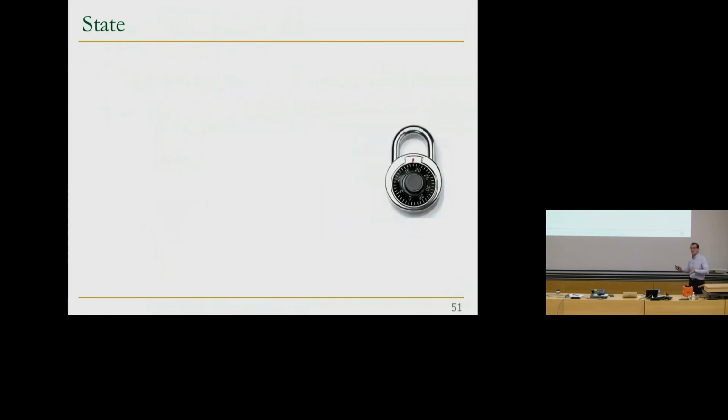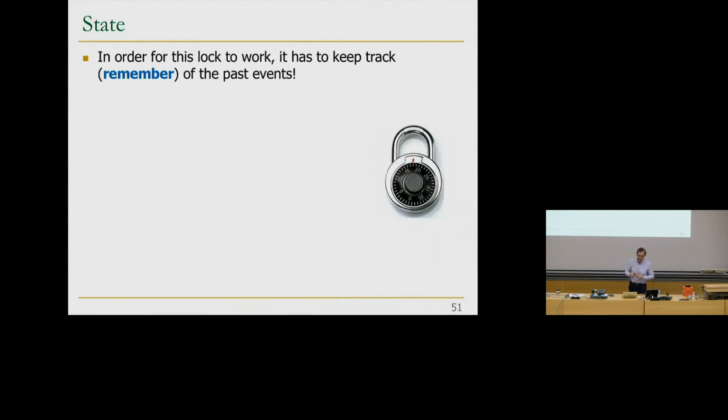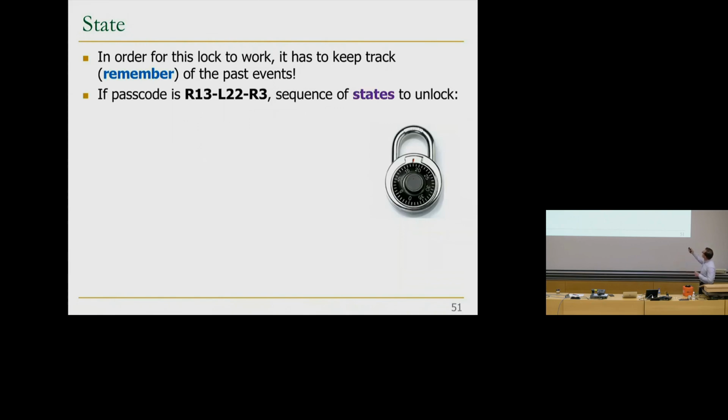So this is the concept of state. State is expressed in terms of memory, as we will see, but I'd like to introduce the concept of state because it's really important. In order for this lock to work, it has to keep track of or remember the past events. So for example, if your passcode is turn this right to location 13, and then turn it left to location 22, and then turn it right to R3, you need to follow that sequence of states. So it goes through a state. So you need to remember the states.